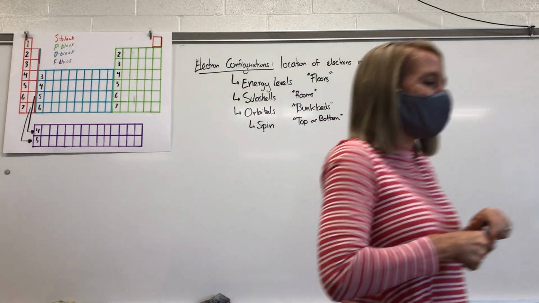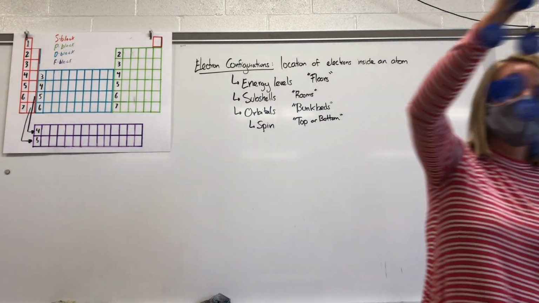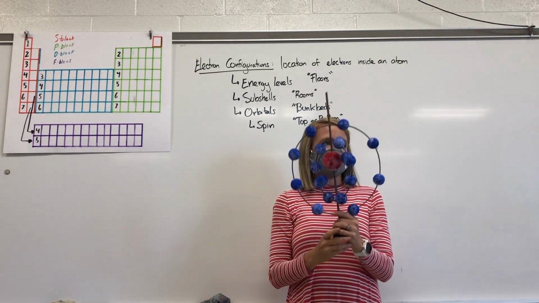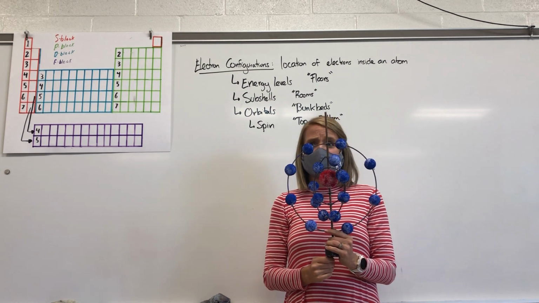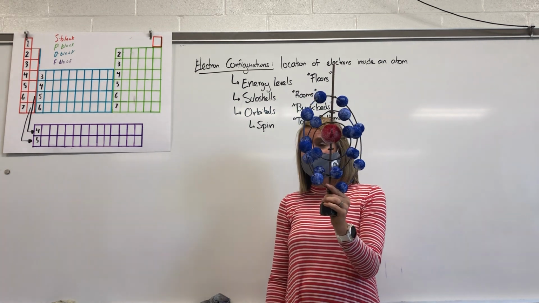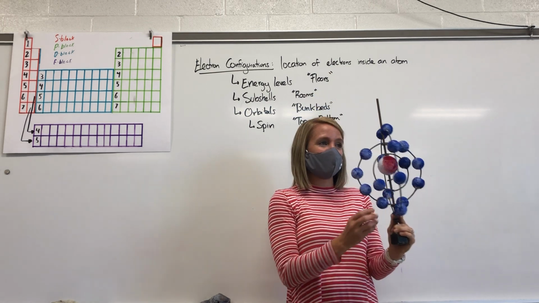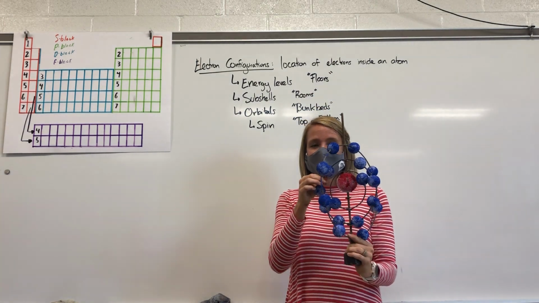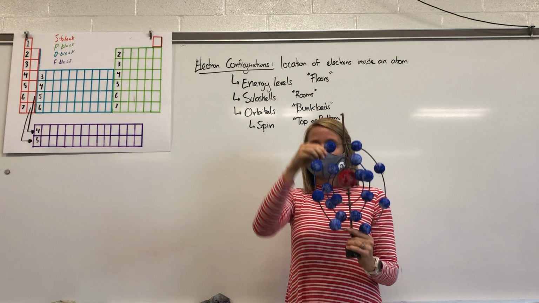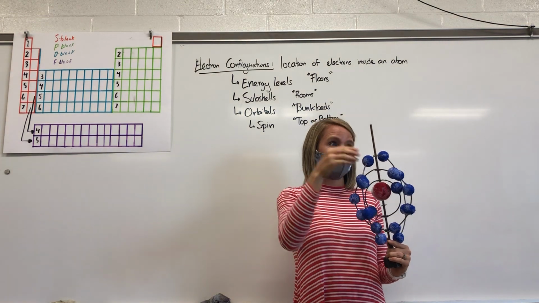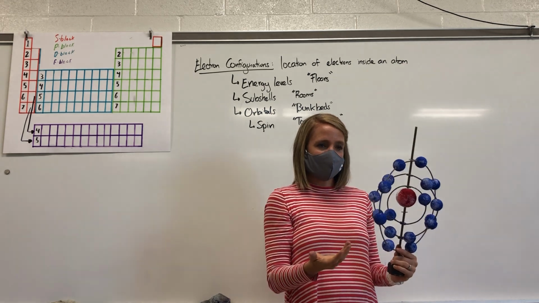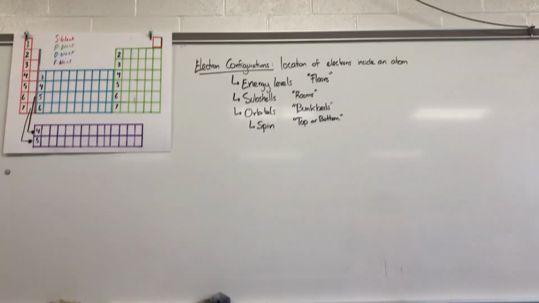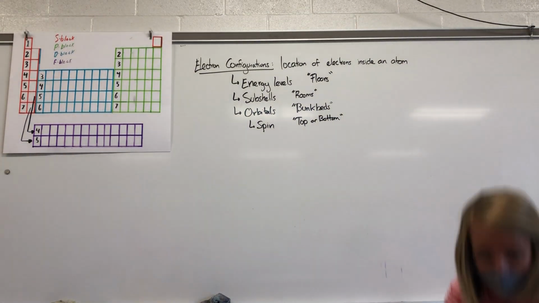So once again, this lovely model only shows us what part of it? Just the energy levels. The floors are the only thing this shows. There's so much more to an atom than just this. Inside of each of these are subshells. Inside of those are orbitals, and then inside of those orbitals are electrons, and they're spinning. Okay? All right, hang on for the ride. Here we go.